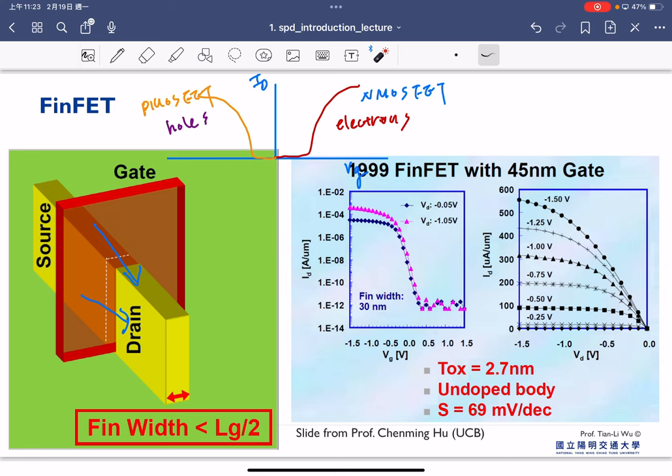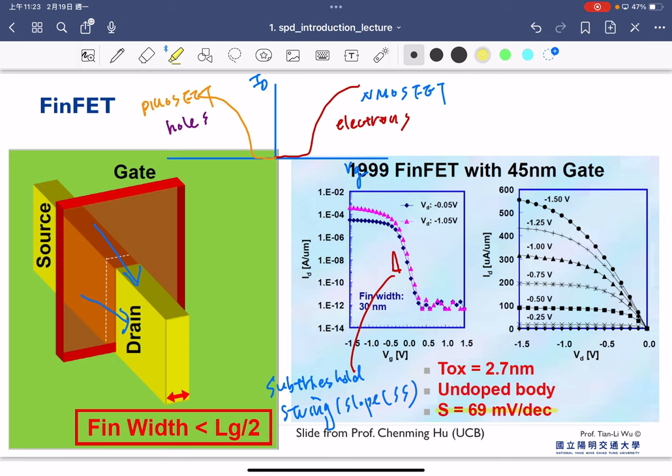And among these ID-VG curves, there's one very important characteristic, the slope of this. We call this the subthreshold swing, or sometimes the subthreshold slope, and the short form is SS. Here the SS is 16.9 millivolt per decade, and this work was done with a size of 2.7 nanometer. This SS is a very important performance index.